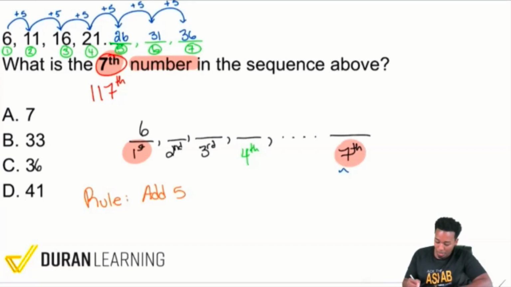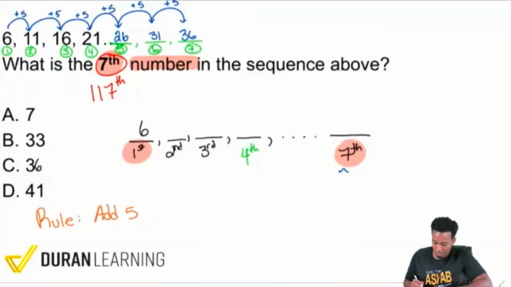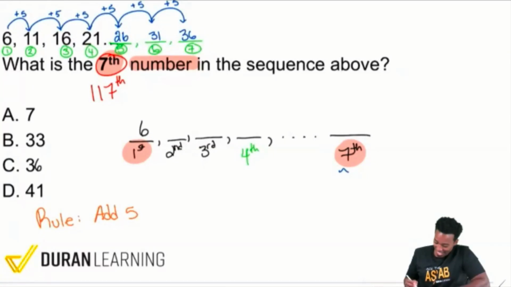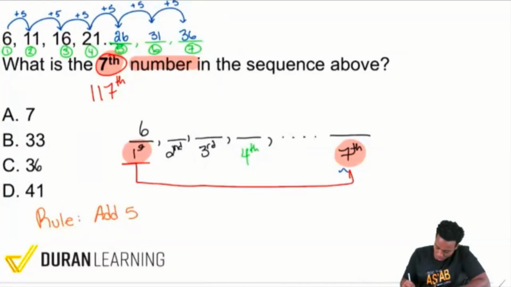Right here, watch this. Everybody, how many terms do I have to go from the 1st term to the 7th term? How many terms is that? To go from number 1 to number 7, how many do I have to jump? Yeah, chat box says 6. Absolutely. Watch this. So if I want to go from the 1st term to the 7th term, boom, to the 7th term, that is 6 terms.